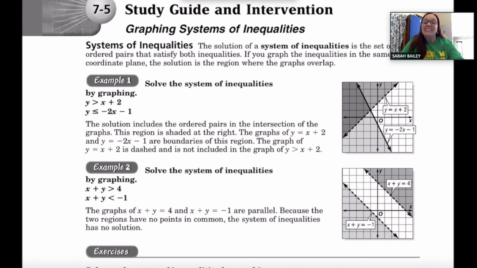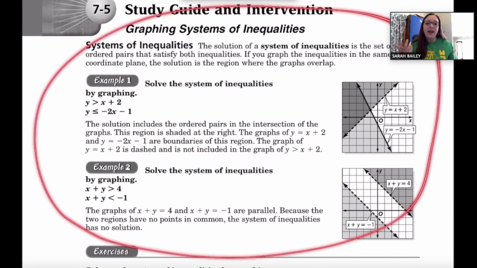Hi. Today's lesson is on graphing systems of inequalities. A system of inequalities is just two inequalities. That's all it is. And to solve a system of inequalities by graphing, all you do is graph both inequalities. Don't forget the shading. And then wherever the shading for each inequality overlaps, any points in the double shaded area, those would be solutions to that system of inequalities.